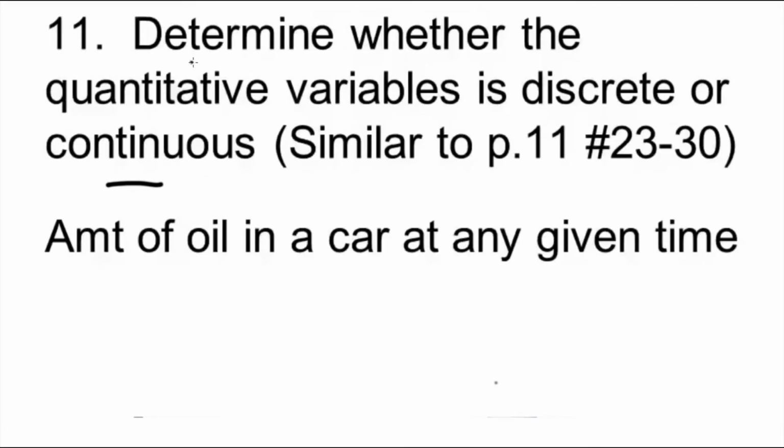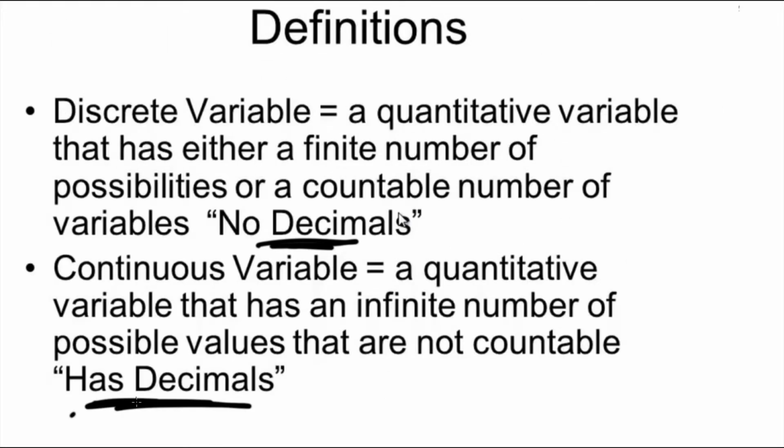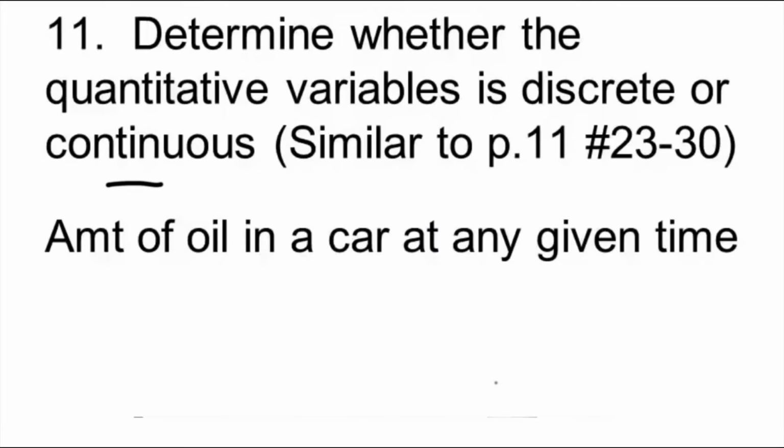Now let's look at examples on that. Determine whether the quantitative variable is discrete or continuous. Amount of oil in a car at any given time. It's continuous because the amount can be 2.5 liters, 2.6 liters, so it can have decimal values. If we have decimals, it's continuous. If we could have only 2 liters, 3 liters, 4 liters, then it would be discrete, but liters can be 2.6, 2.7. So since it has decimals, it's continuous.